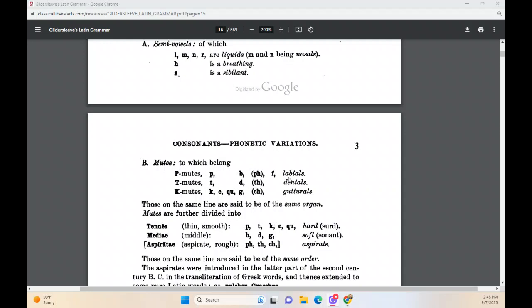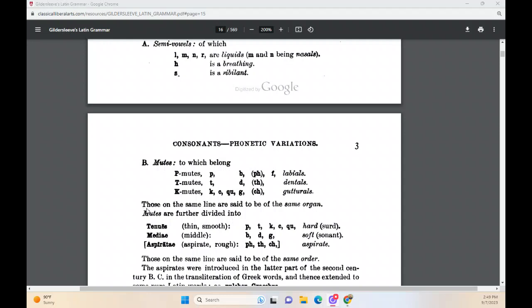the te mutes. And then the ka mutes or kappa mutes are all guttural sounds. Ka, ka, ku, and ga, the guttural sounds. So we can divide the consonants according to the length of time with which they're pronounced. Semivowels being longer, mutes being very short, very brief.